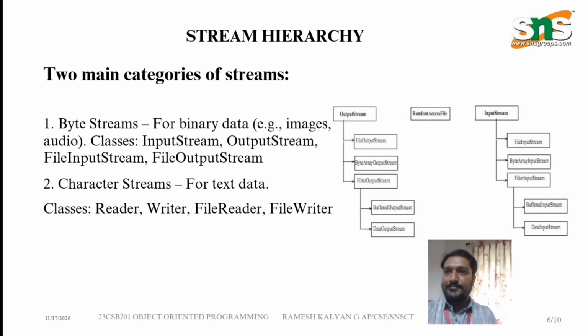And the next one is the stream hierarchy. The two main categories of streams are byte streams and character streams. Byte streams are used for binary data, for example images and audio. The classes are InputStream, OutputStream, FileInputStream and FileOutputStream. The second one is the character stream. This is mainly used for text data. The classes used in it are Reader, Writer, FileReader and FileWriter.